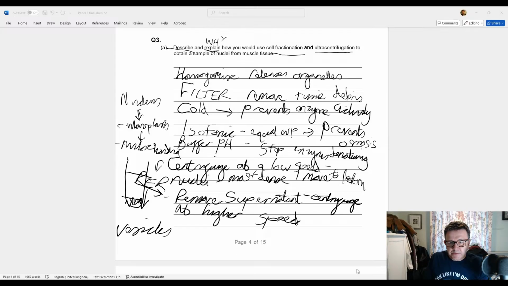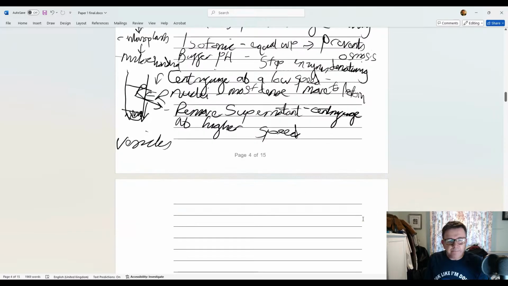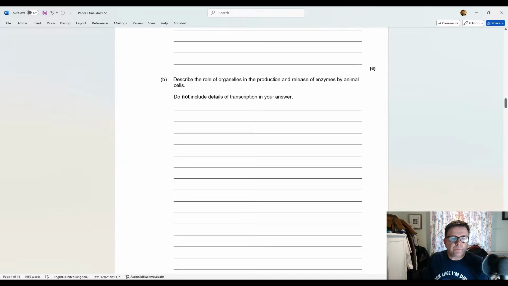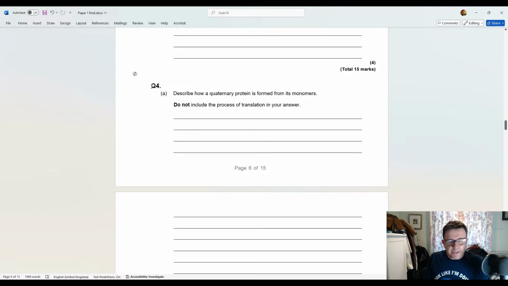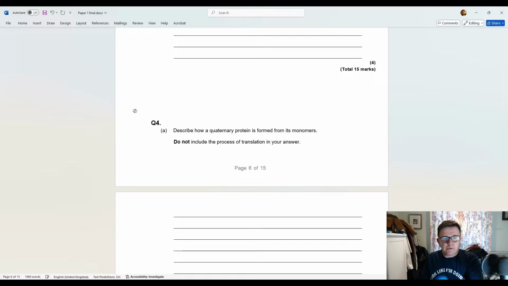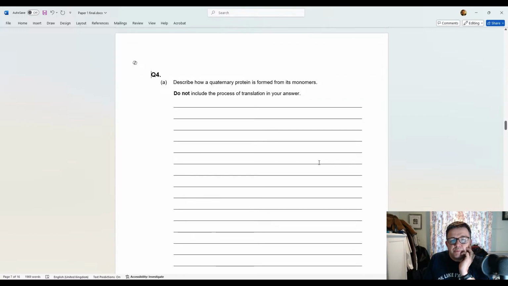Right. Let's look at proteins. So here you go. This one here. Describe how a quaternary protein is formed from its monomers. Do not include the process of translation. Well, we've already talked about translation, but I'm not going to talk about that.